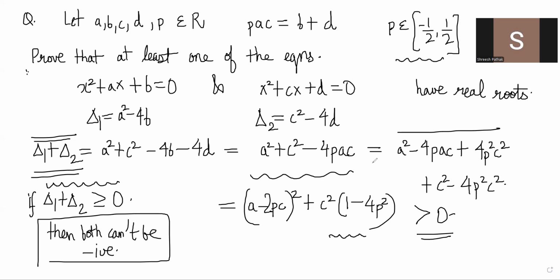Yes, sir. It is by completing the square, but not in the standard way with 2ac. If you use 2ac, you cannot prove it. If you use this expression as the middle term and p square c square, it will come. This was a tricky manipulation actually.